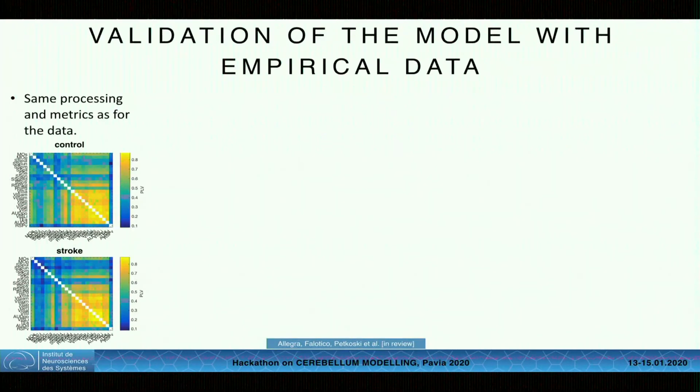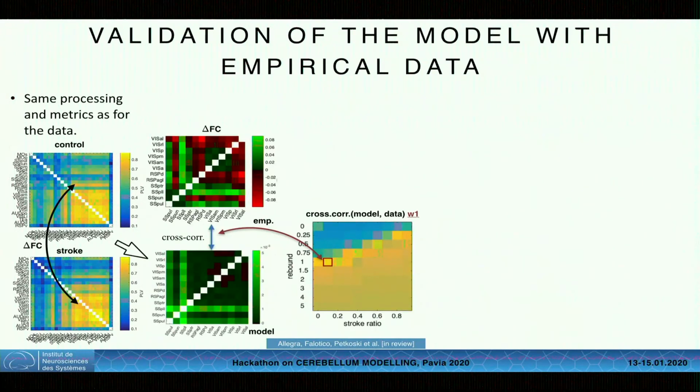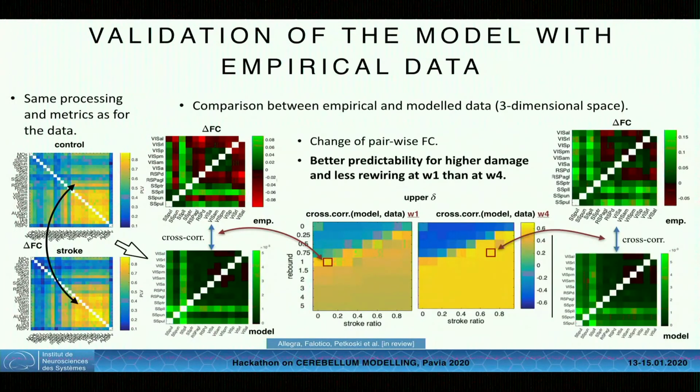So we do the same processing and metrics for the data as for the model. So we end up with some changes of the functional connectivity in the control versus the stroke in the empirical data and in the model. The details are not important, so we end up really in this parameter space with different levels of model predictability depending on how strong is the stroke and the rewiring. These two are the parameters that are important from a structural point of view to describe these three different conditions.